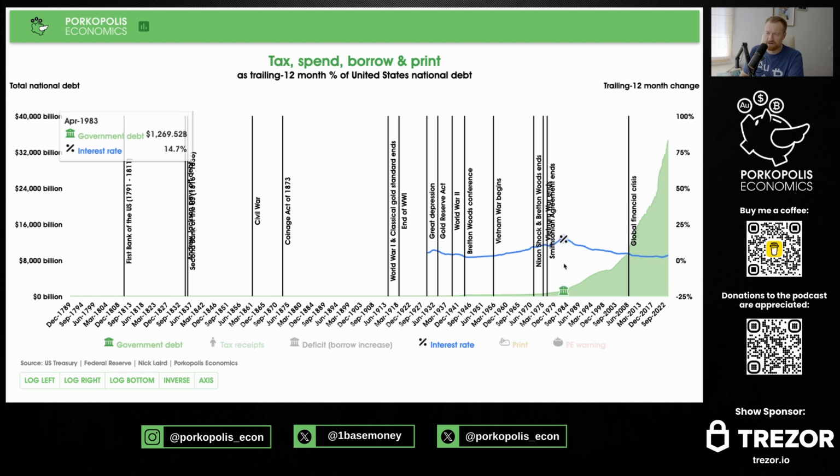Let's just do the quick math. Let's say in 1983, our debt was only about $1.27 trillion, and at a 14.7% interest rate, that's $186 billion, about $187 billion in interest during these peak rates of 1983.